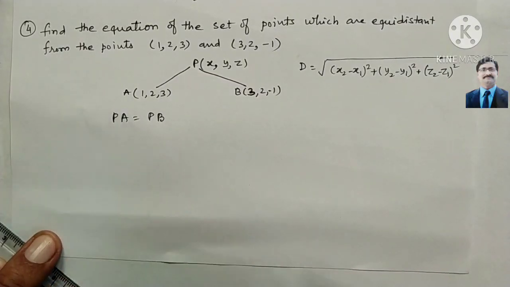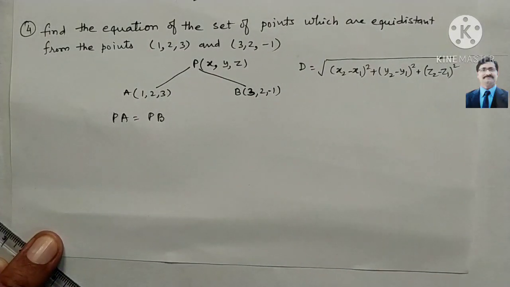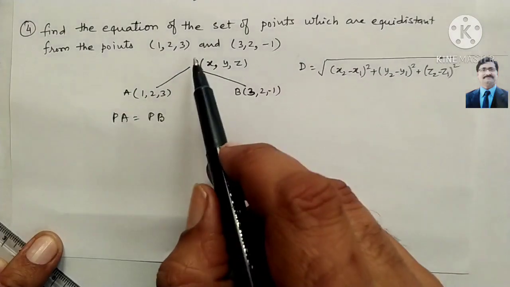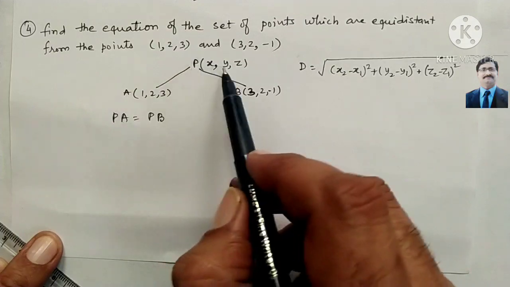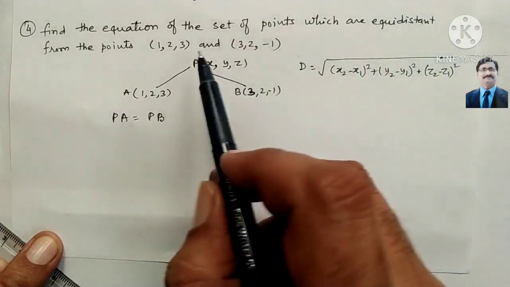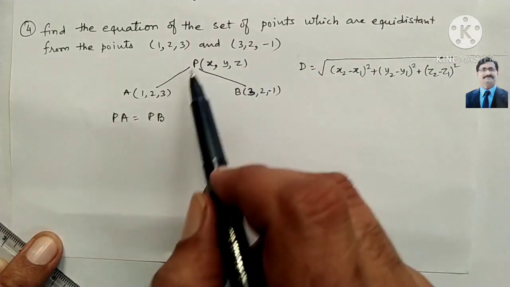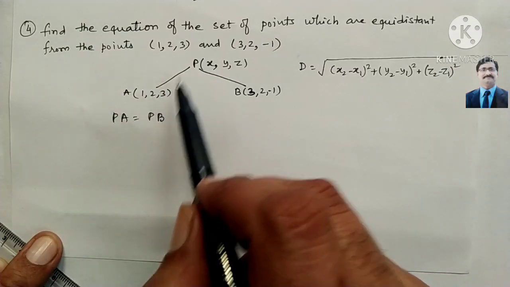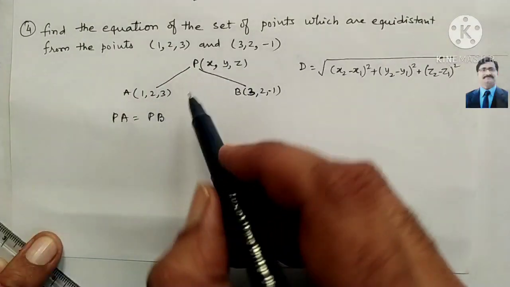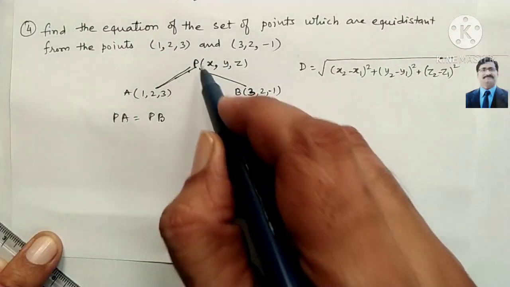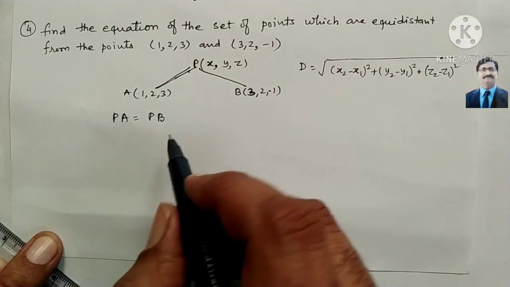Now first we find the distance PA, and here in the question it is given the equation of set of points. So we suppose the point here is x y z, which is equidistant from the first point and second point. First point is suppose A, that is 1 2 3, and the second point is B, 3 2 minus 1, and here distances are equal, means the PA distance and the PB distance is equal. This is given in the question.